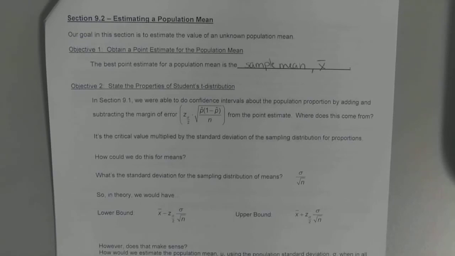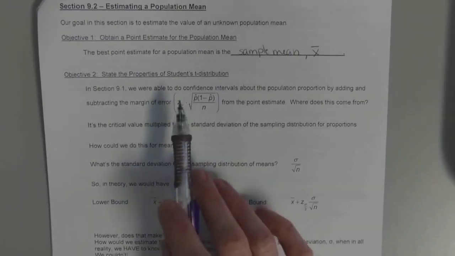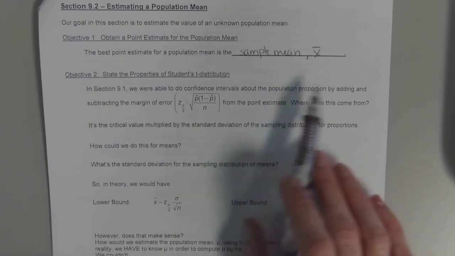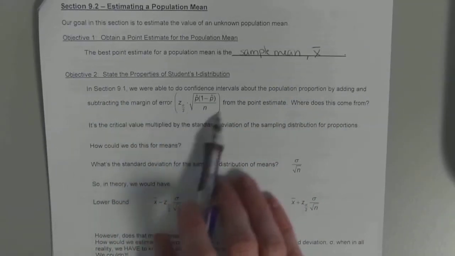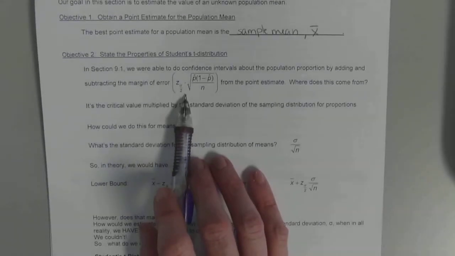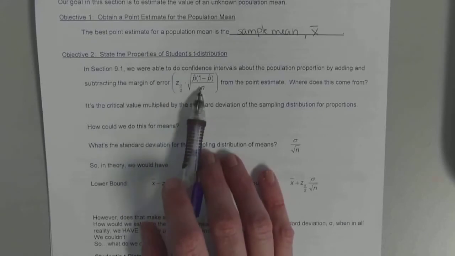The rest of this page, guys, is a lot of wordy word stuff, but all it's saying is in 9.1, what we did was we started our confidence interval with the point estimate, and then we added and subtracted the margin of error, and this is how we calculated our margin of error from 9.1. Where did it come from? It was actually the critical value times the sampling distribution's standard deviation, okay?